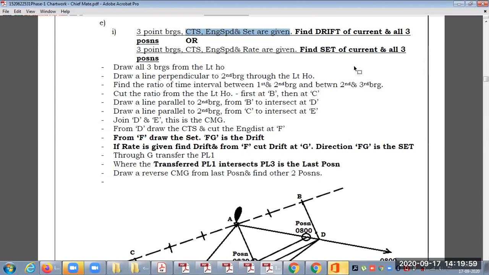So course to steer, engine speed and set are given. We have to find the drift of current and all three positions. Or course to steer, engine speed and rate is given, and you have to find the set of the current and all three positions.